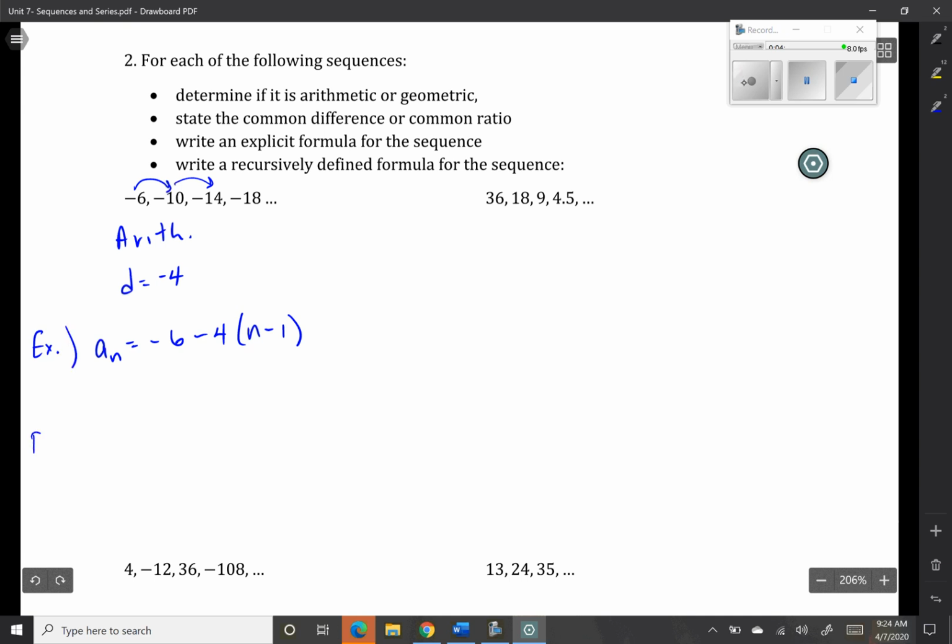The recursive formula, I would have to first state the first term, and then state how we get from one term to the next. So the next term is equal to the previous term minus 4.